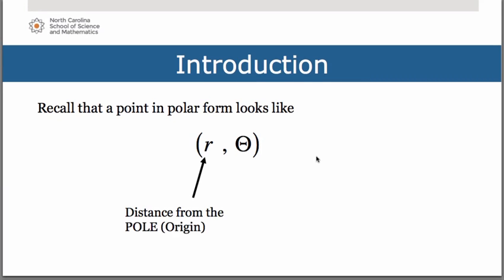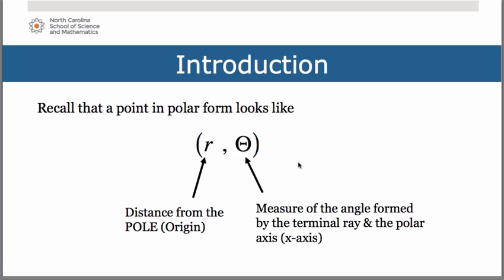The r, of course, represents the distance of the point from the pole, which we know as the origin in the Cartesian XY plane. Theta represents the measure of the angle formed by the terminal ray and the polar axis, which is really, as we know it, the horizontal axis or the x-axis in the Cartesian plane.